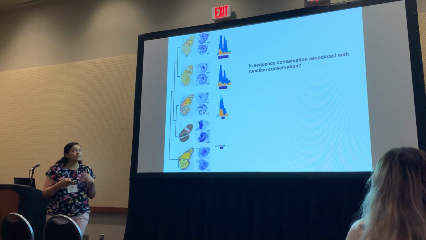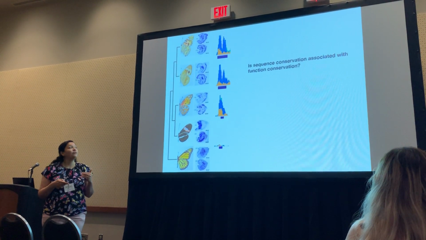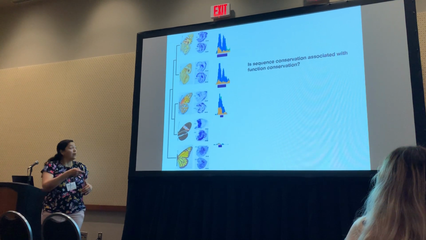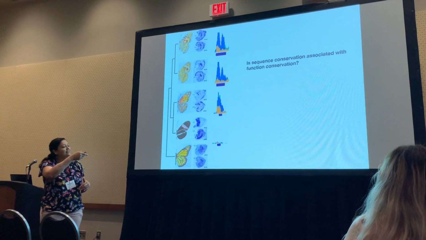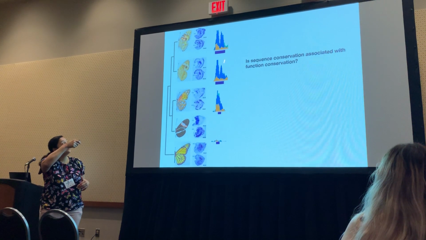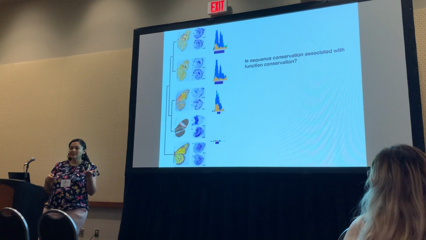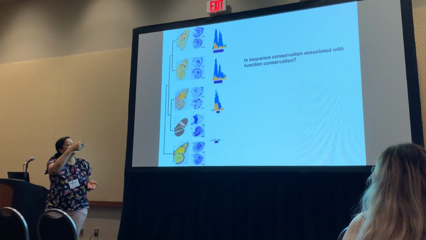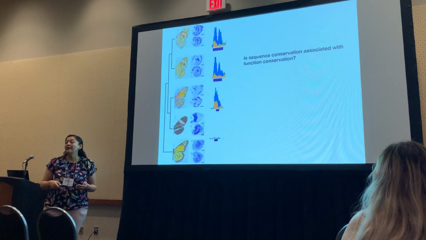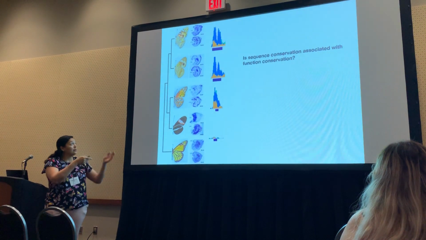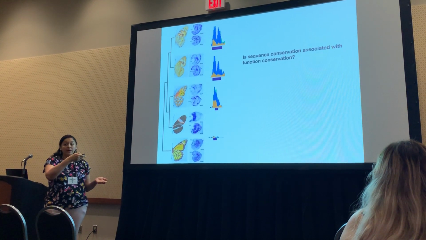First, is the sequence conservation associated with function conservation? This bar I'm showing here underneath is sequence conservation against an ancestral, against the Vanessa butterfly, this ancestral part. So is the function being conserved or is it varying?